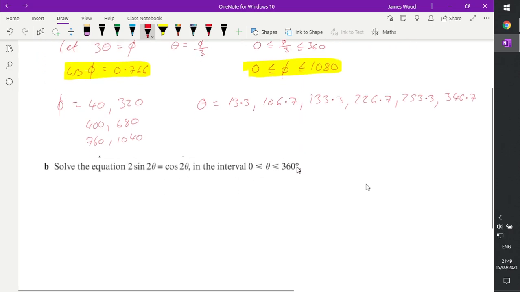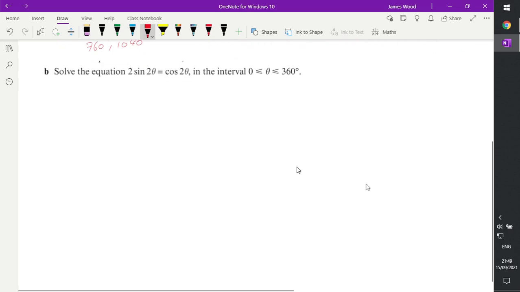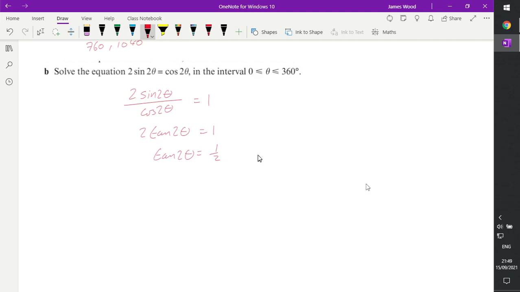Let's have a go at another one. So now I've got 2 sin 2θ = cos 2θ. Well, the first thing I'm going to need to do here is try and get it all in terms of one function, because I've got sine and cos here. So I think I'm going to divide both sides by cos 2θ, and then use one of my identities. So that's now going to give me 2 tan 2θ = 1. So then tan 2θ = 1/2, between 0 and 360.